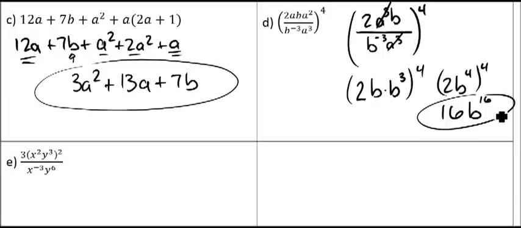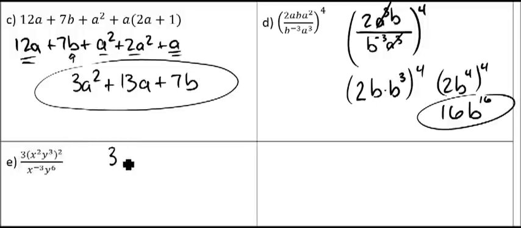Right, E, I have only this thing in the parentheses being raised to this second power. The 3 is not, so I'm not going to square the 3. I do have this x to the third that I can move up to the numerator. And I think I'm going to start that way.